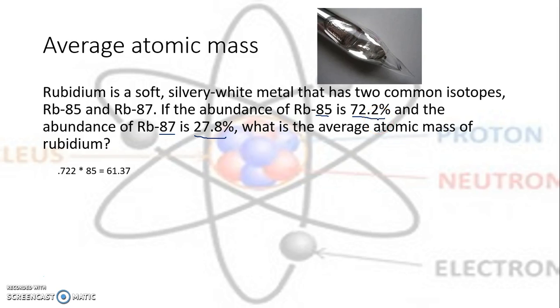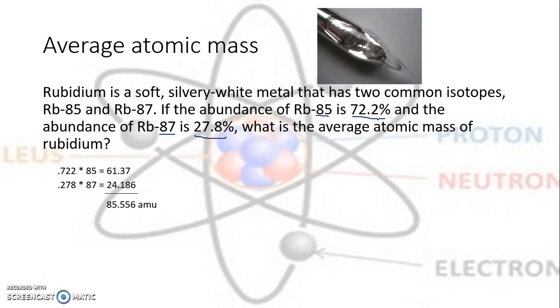So when we change that, to do the first one, 72.2 changes into 0.722, and we multiply that by 85, which is the mass, and we get 61.37. Well, we got to do the same thing for rubidium 87. So here you go. All right, now, that's not the whole story, though. They need to know the average atomic mass of rubidium, which is all of the isotopes together. So in order to figure that out, we're going to add those two numbers together. And you get 85.556 AMU.